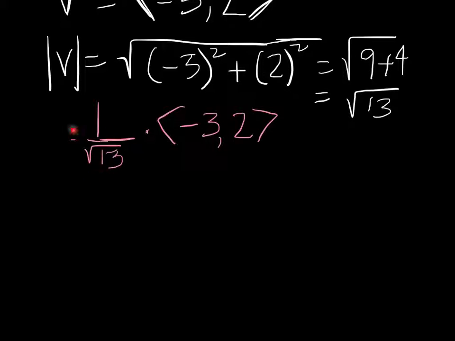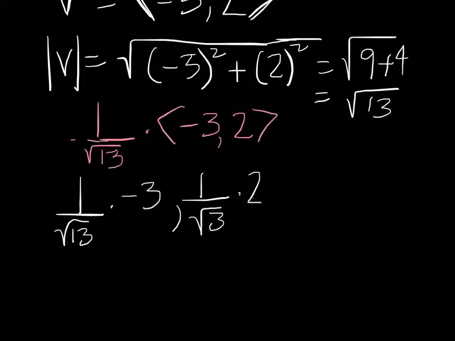This right here is a scalar. What that means is just a number. I'm going to take that number and multiply it times the component form of a vector. It's almost like I'm going to distribute it. So, like I said, we talked about doing that in the first part of 6.1. I'm going to multiply 1 over the square root of 13 times -3, and then I'm going to multiply 1 over the square root of 13 times 2.